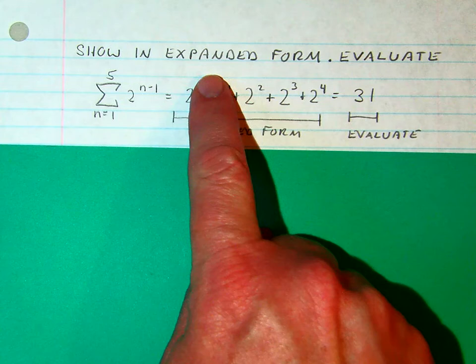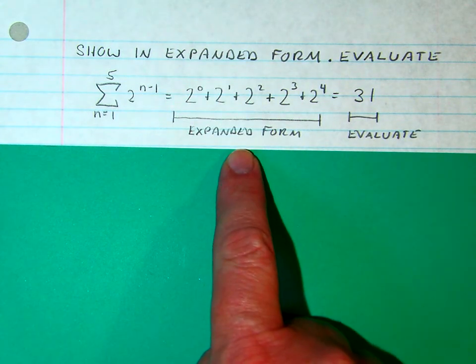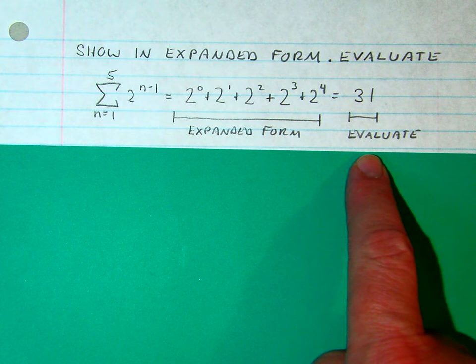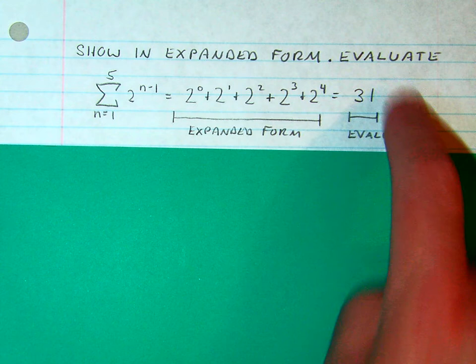So when you see those instructions of show an expanded form, they want it written out something like this. The evaluate part is, well, what do you get when you actually do that math? So it evaluates to 31. So make sure that you follow instructions on when you should be showing expanded form, when they want you to evaluate, when they want both.